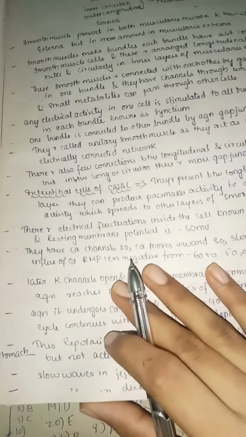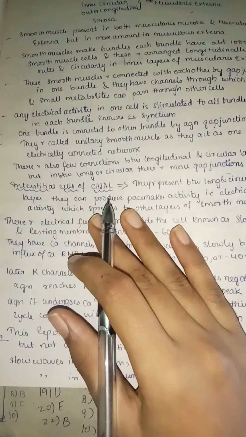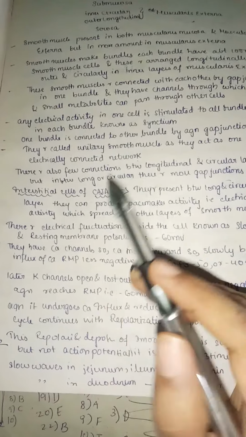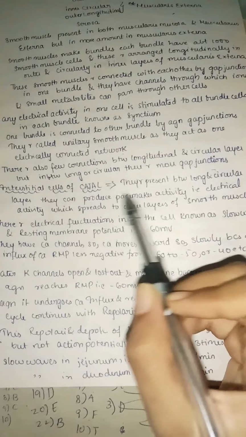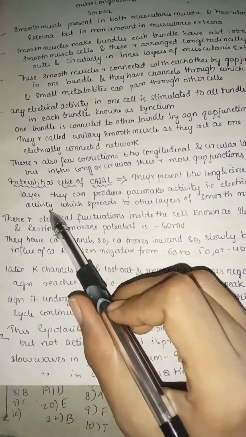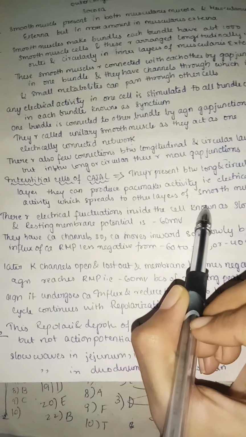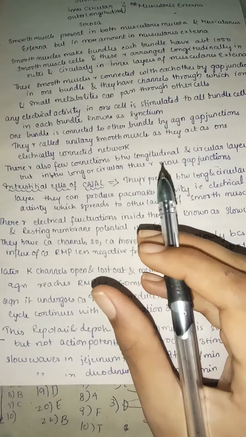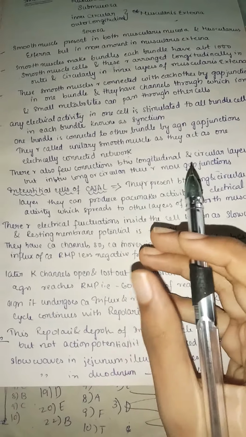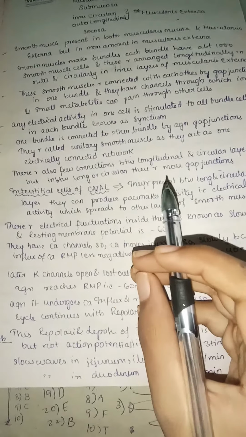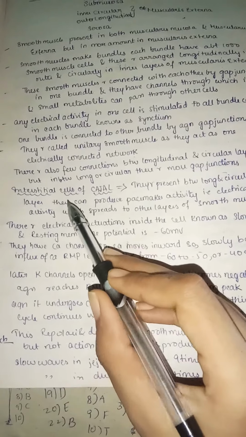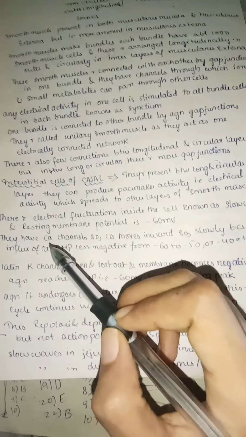Now let us see the interstitial cells of Kajal. These interstitial cells of Kajal are called the pacemaker of the smooth muscle in our GI system. They are present between the longitudinal and circular layers. They produce the pacemaker activity, that is the electrical activity which spreads to other layers of the smooth muscle. As in the heart, where we have seen gap junctions and the pacemaker SA node, even in the GI system we have a smooth muscle network with gap junctions, and also a pacemaker, that is the interstitial cells of Kajal.